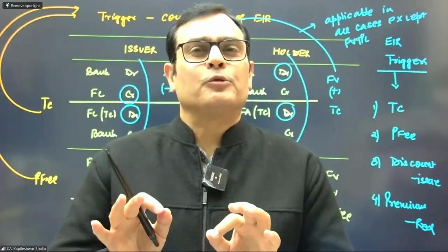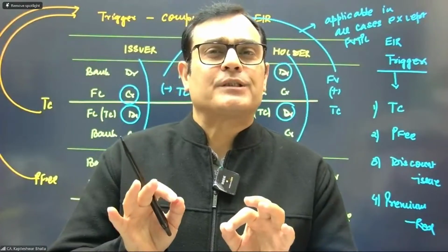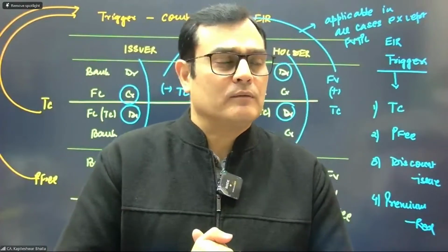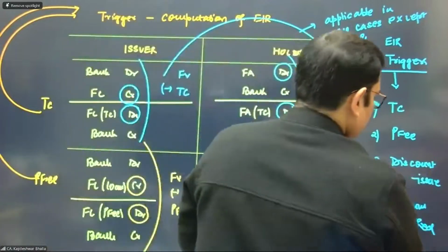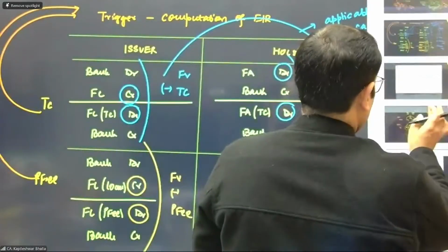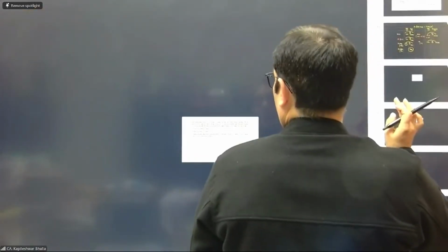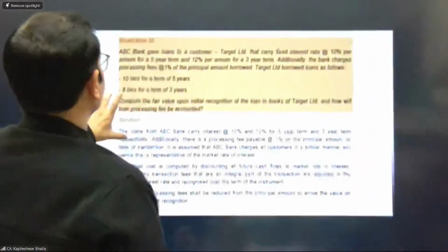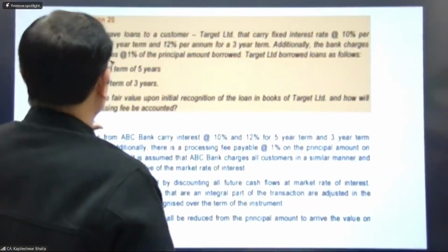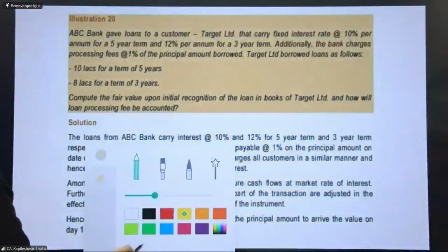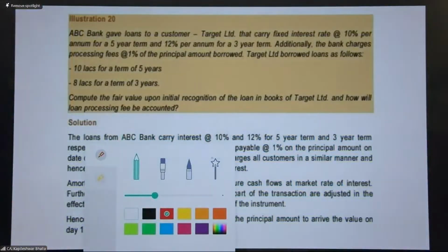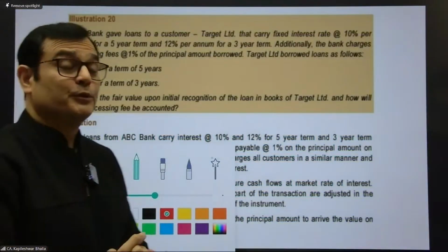Now, there is a very interesting question which is given in the study material, which I am now going to take you forward. So let's have a look at a question which is there in the study material related to this. This is unit number 2. There is an illustration number 20. So let's have a look at the illustration number 20, which is in the unit number 2. So let me just read the question.